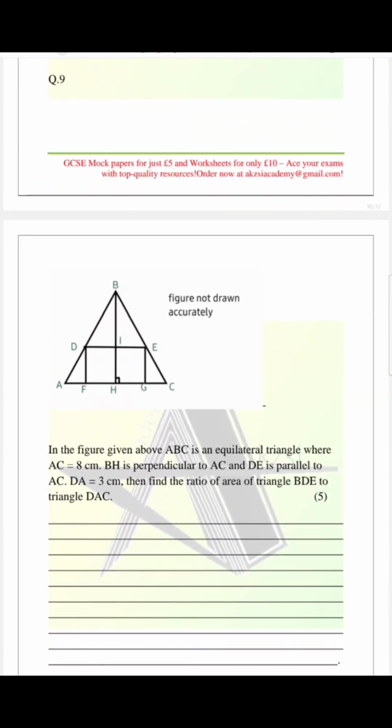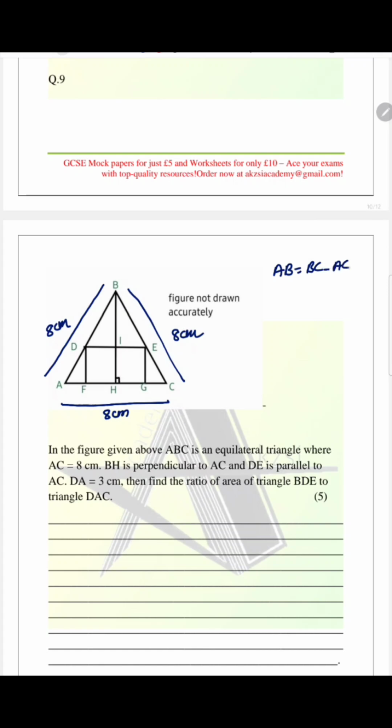Okay, now in the figure given above, ABC is an equilateral triangle where AC is 8 centimeters. So one by one, if the whole AC is 8 centimeters, each side will be 8 centimeters as it's an equilateral triangle. Always mention, if you're writing, it's a 5 marker, so you just have to write then AB is equal to BC is equal to AC is equal to 8 centimeters, because it's an equilateral triangle.